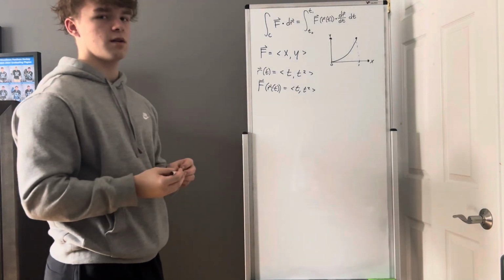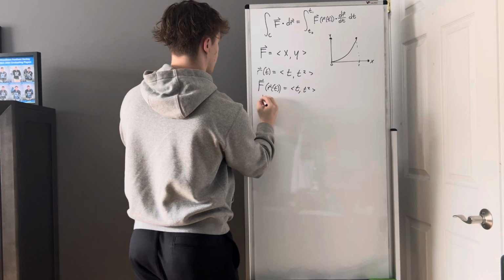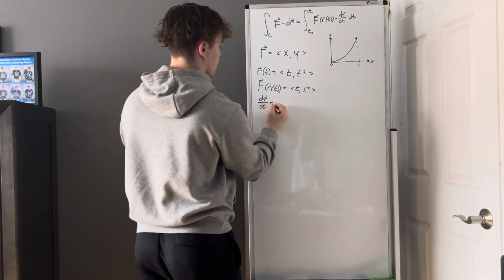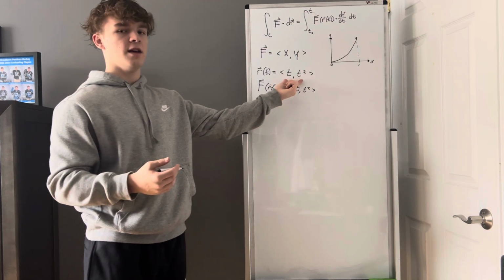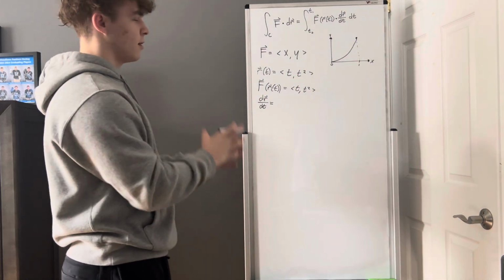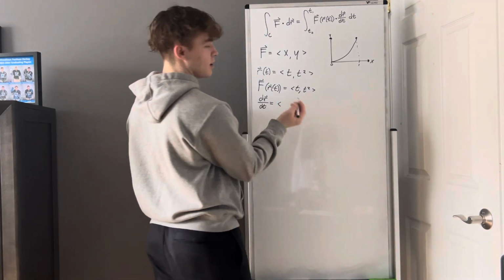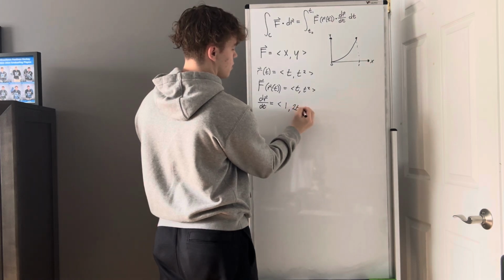Very easy. Let's find dr dt. This is very simple. We just take the derivative with respect to t of each component of r of t. So this is still going to be a vector. The vector is going to be 1, 2t.